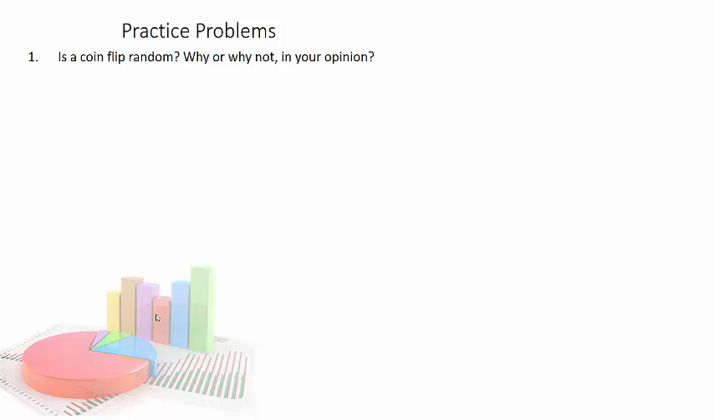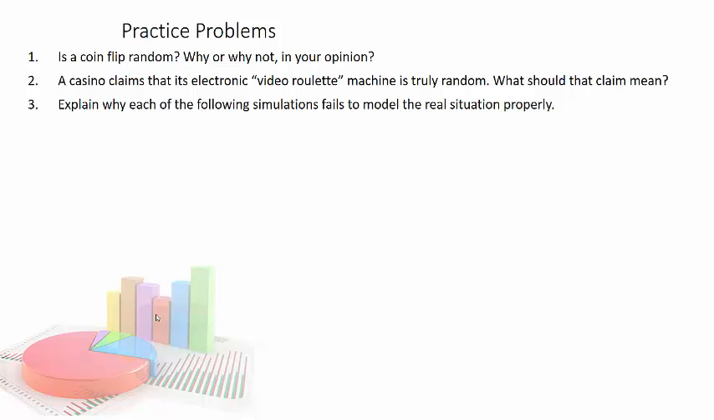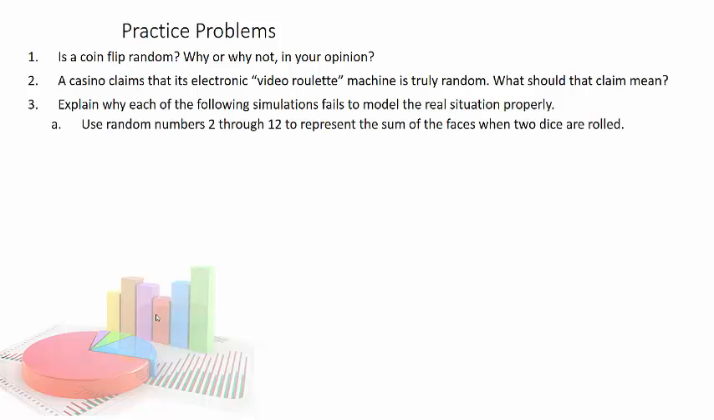First of all, is a coin flip random? Why or why not, in your opinion? You can kind of ignore those videos that I stuck on the bottom of the lesson. So why do you think, not knowing all the physics and the math, whether a coin flip is random? A casino claims that its electronic video roulette machine is truly random. What should that claim mean? And then explain why each of the following simulations fails to model the real situation properly.